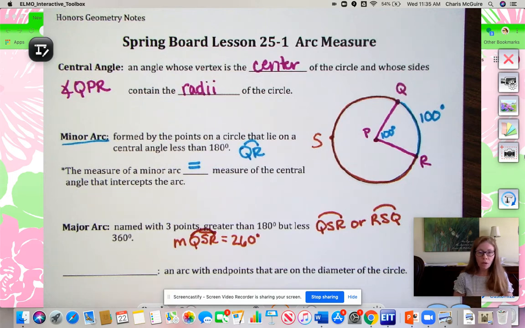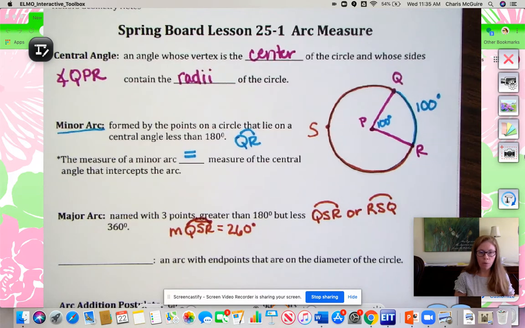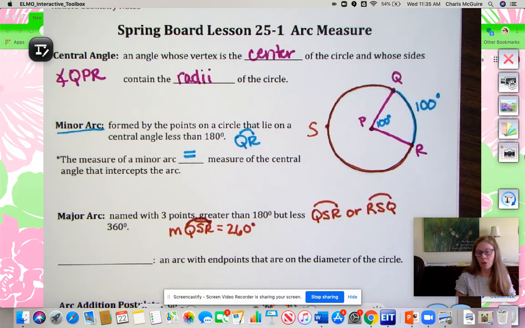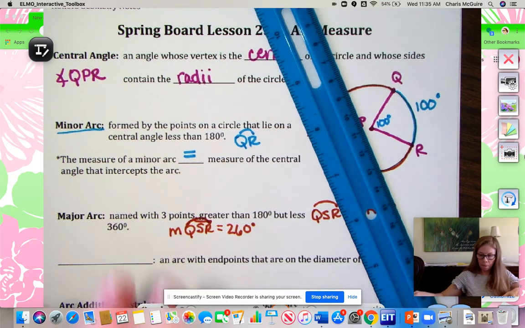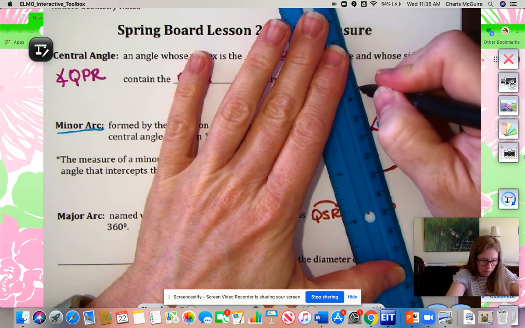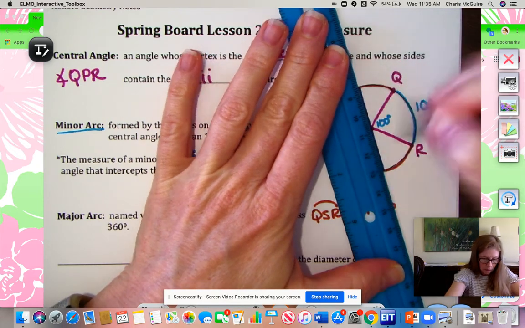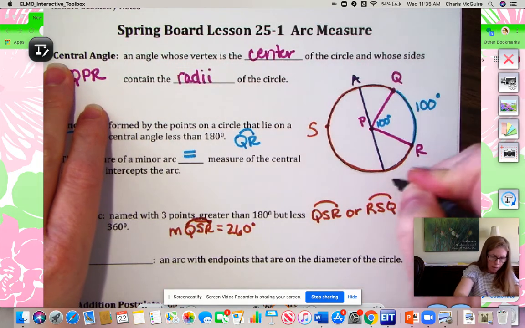Now, down here we have our last definition. It says an arc with endpoints that are the diameter of the circle. So let's go ahead and draw in a diameter so we can have a nice visual. I'm going to go ahead and just pick new points for this, going through our center. And I'm just going to call this AB, diameter AB.